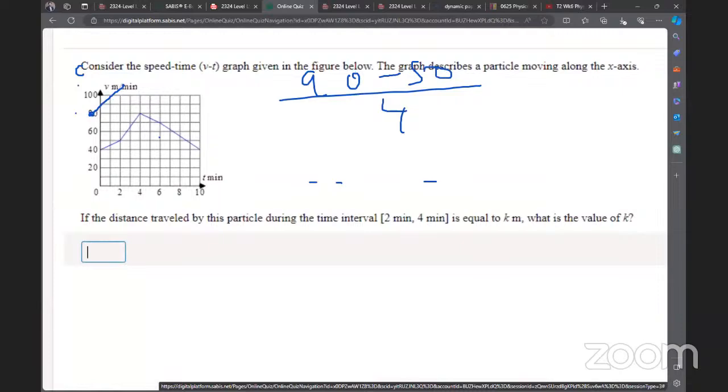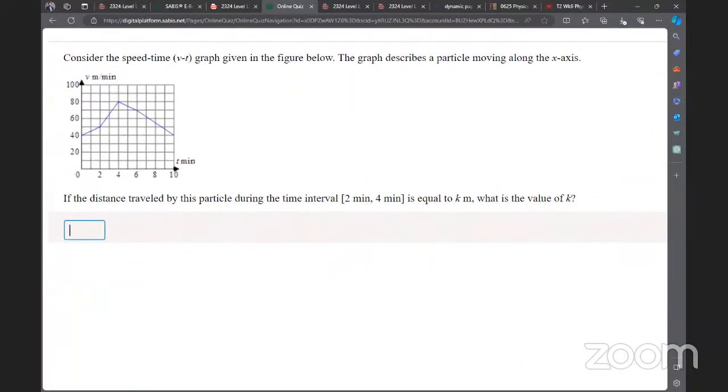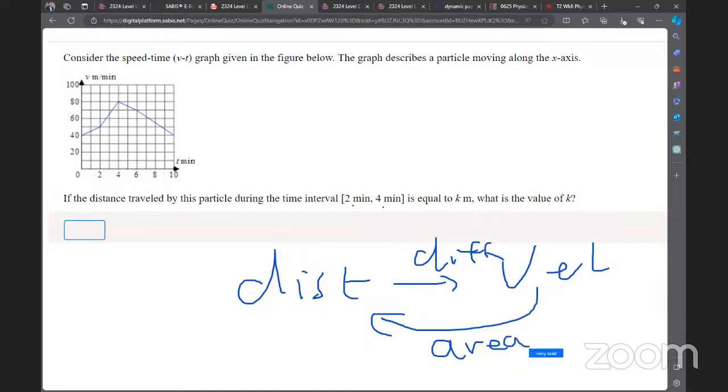If the distance traveled, okay, thank you so much. If the distance traveled by the particle during the interval 2 minutes to 4 minutes is equal to the distance, okay? So we know that when we want to make distance into velocity, we need differentiation, and vice versa, it's integration or the area of the shape.